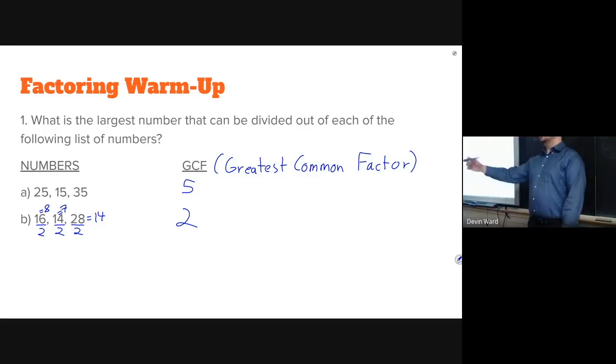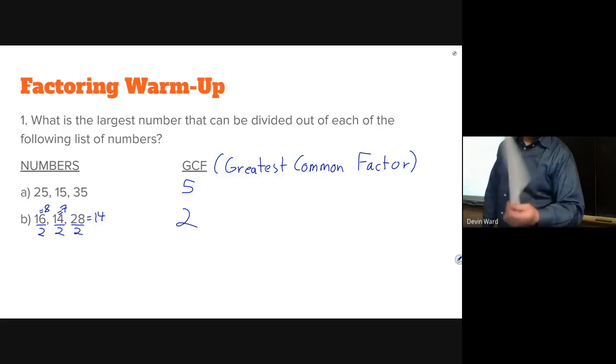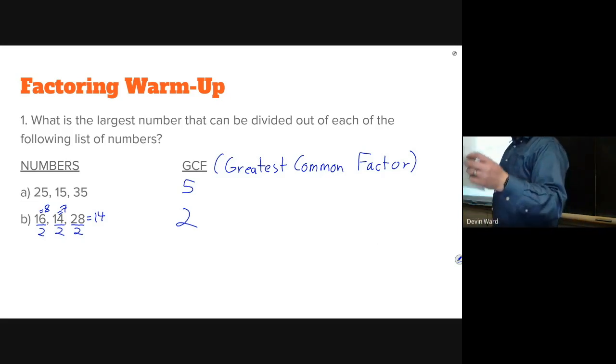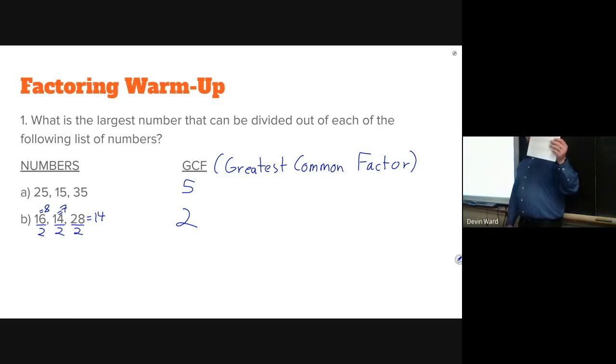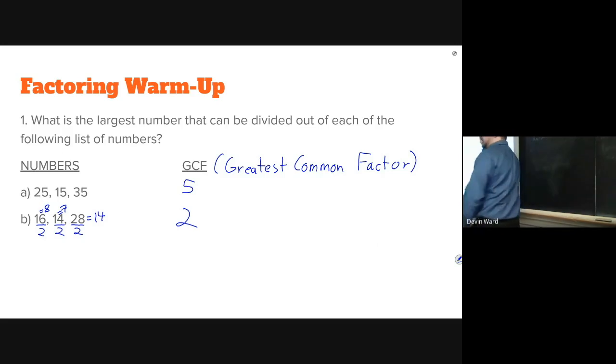Sometimes you might have to try a couple of different ways. I also have some factoring charts. I don't think I have enough copied yet, but I'll hand them to you guys on Tuesday when we do a review. It lists all the factors for every number from 1 to 100, to help you see which numbers are in both of them.